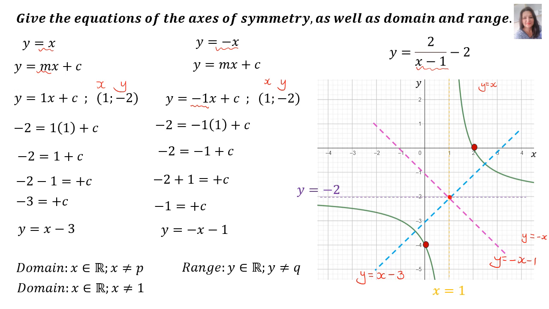And then for your range, y is an element of the reals, y cannot be equal to q. And where do you find q? It's that number over there. Therefore, the range is y is an element of the reals, y cannot be equal to -2. Remember, that is the horizontal asymptote.